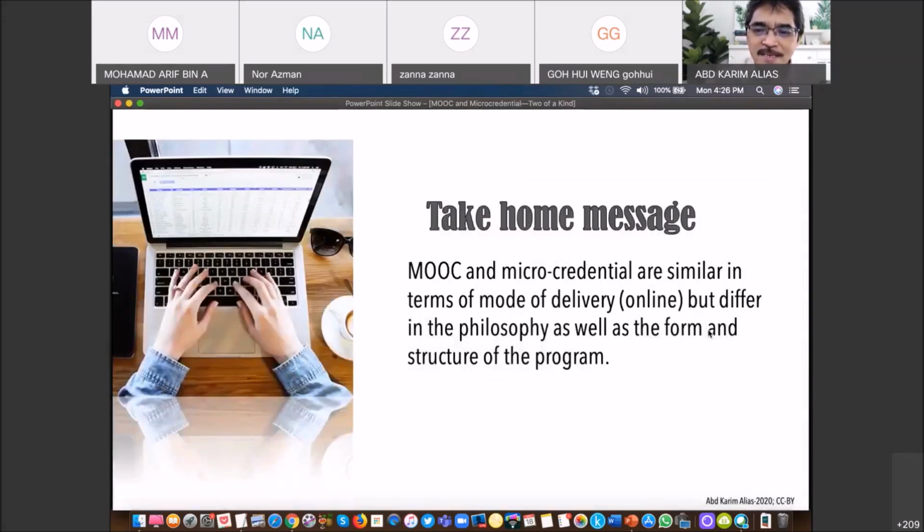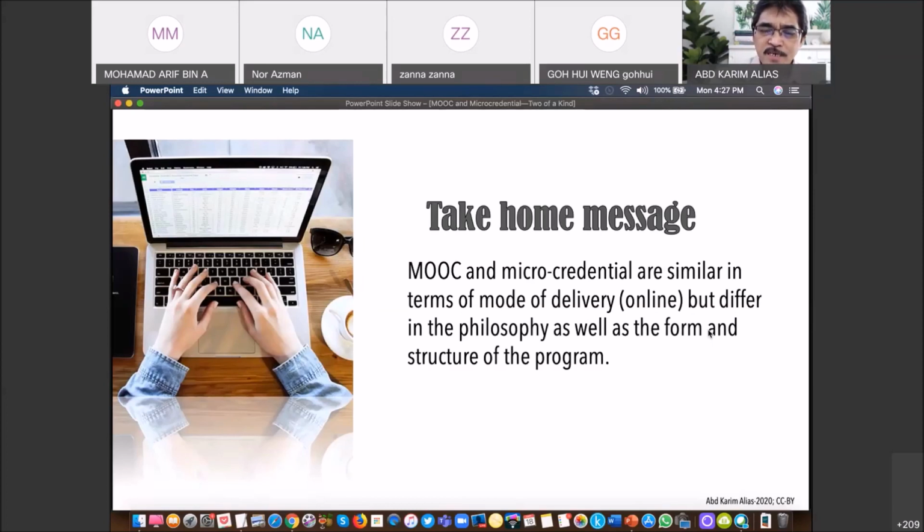So finally, before I answer your questions, MOOC and micro-credential are similar in terms of mode of delivery. Both are online, but they differ in philosophy. MOOC is supposed to be free. It's supposed to be for those people who don't have access to education. But micro-credential is not free. It's more business-minded, with a business mindset there.